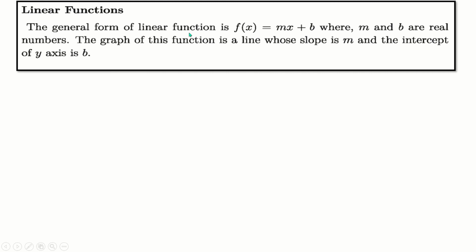The general form of a linear function is f(x) = mx + b. This function is a function of x, and the power of x will be 1, and here also the variable x, and in the linear function the power of the variable will be 1, where m and b are real numbers. The graph of this function is a line whose slope is m and the intercept of the y-axis is b.